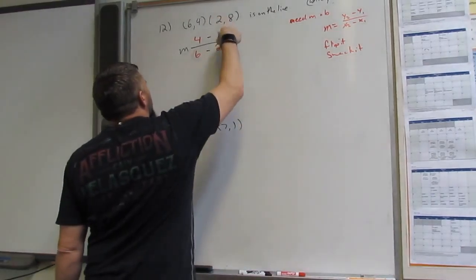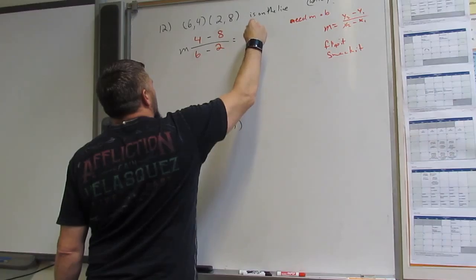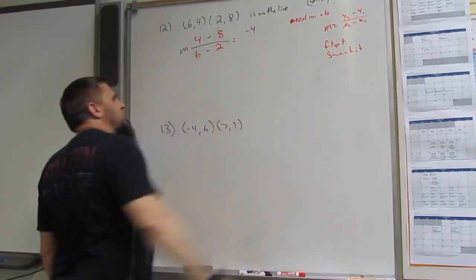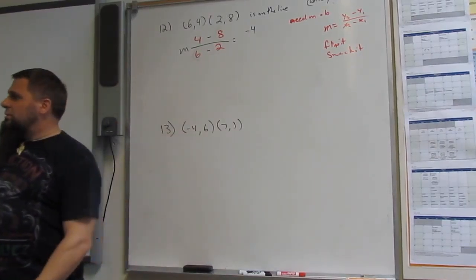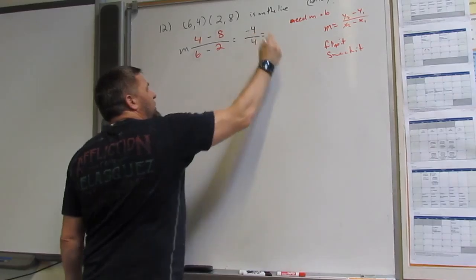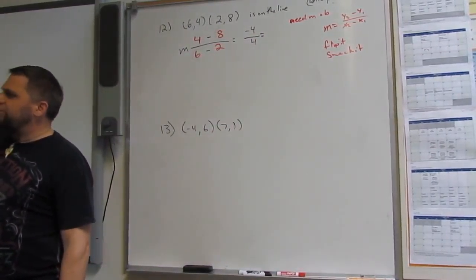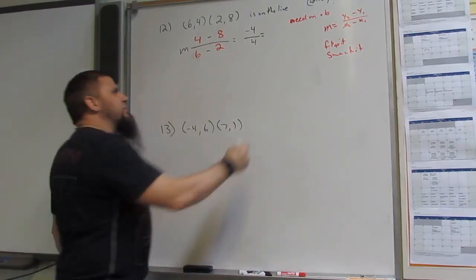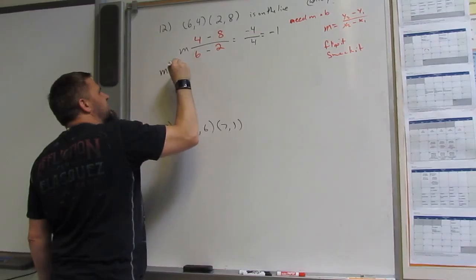4 minus 8. What is 4 minus 8? Negative 4. What is 6 minus 2? Well, that's 4. What is negative 4 over 4? 1. A negative and a positive make a negative. So it's negative 1. So m equals negative 1.